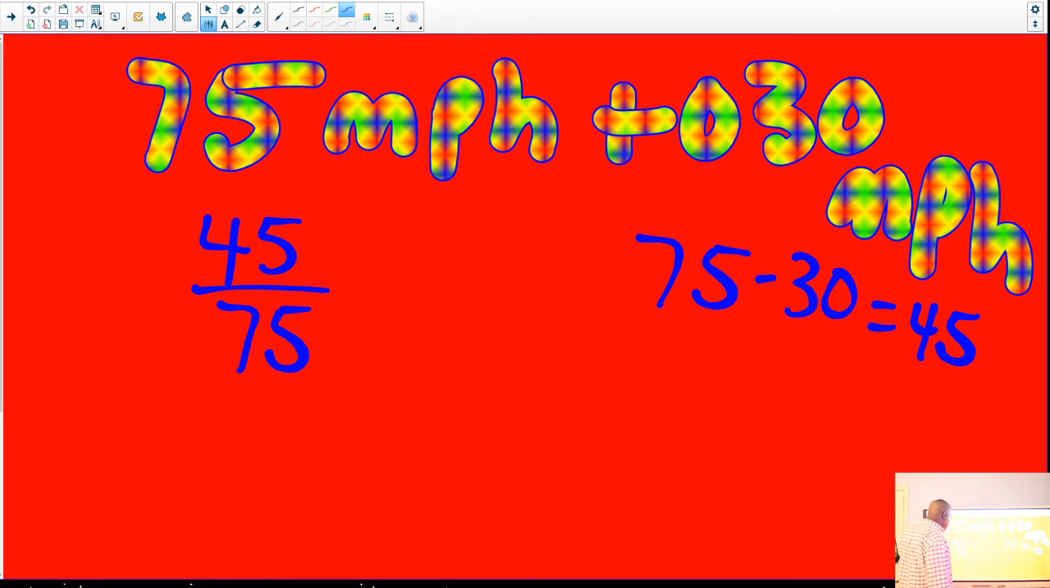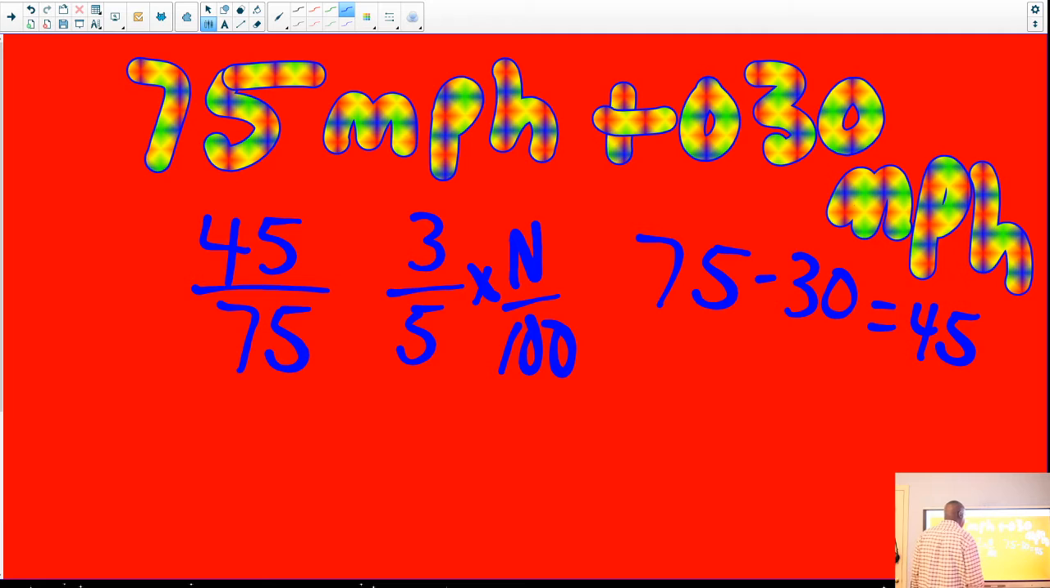This can be reduced. I'm going to show you how to get the percent. You can use a 15. 15 to 45 goes 3 times, and 15 to 75 goes 5 times. And now just use your n over 100. That's all you do. Then you cross multiply. You come up with 300 divided by 5, and you come up with 60%.